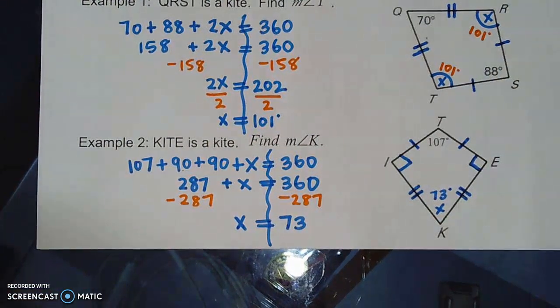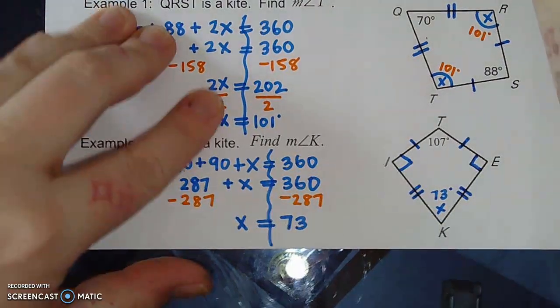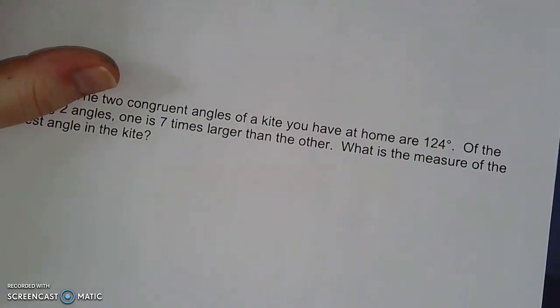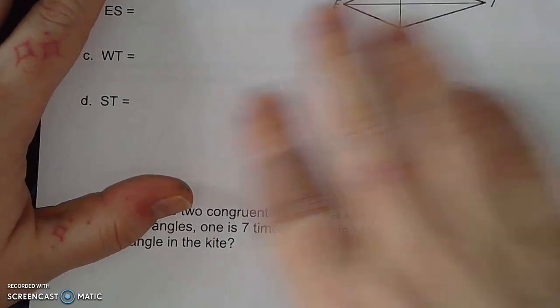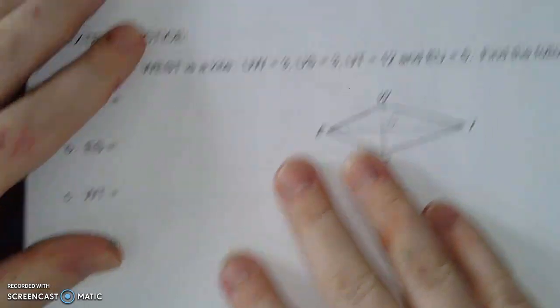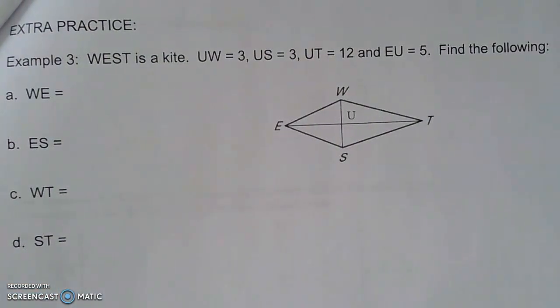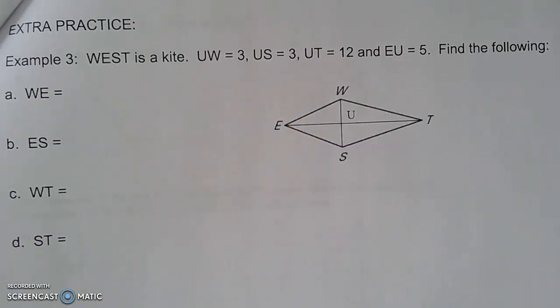So angle K is 73 degrees. Okay, a little bit of extra practice for kites. Example 3, WEST is a kite, and let's do a little bit of labeling.